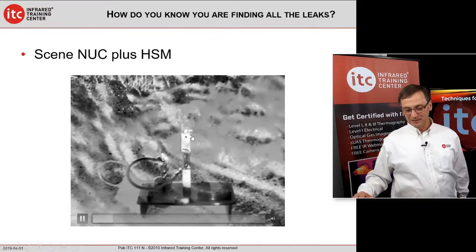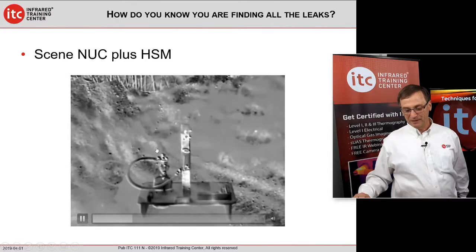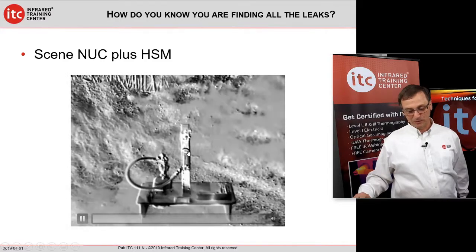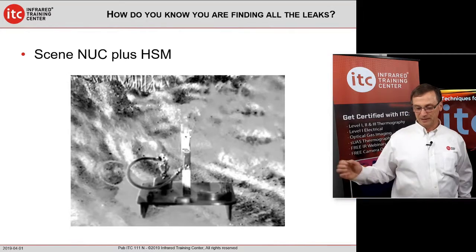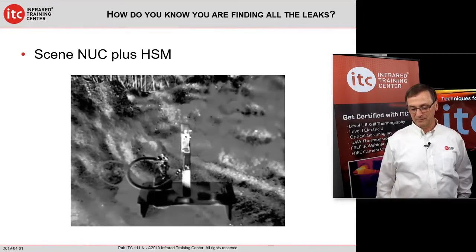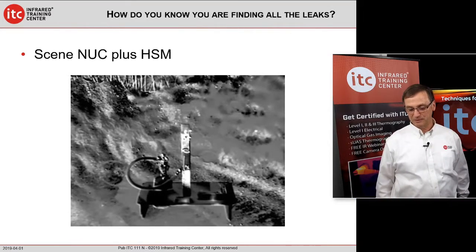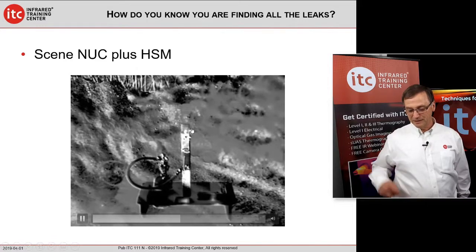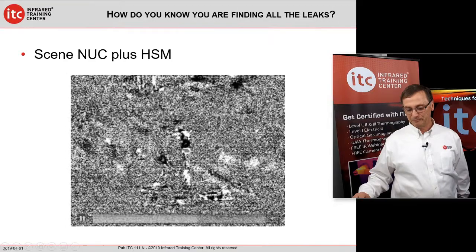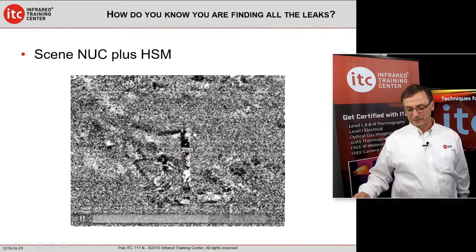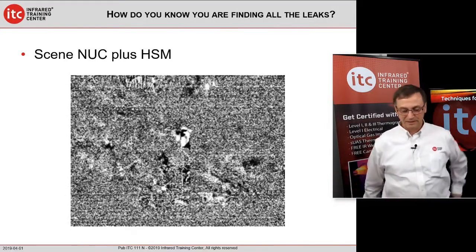And so that's the scene nuke with the HSM. Very difficult to see. But you'll see here we're going to change the range of the HSM, going up to the higher levels, HSM of 7. And the gas leak should be a little bit easier to see here. There we go, we can just see it. There's the HSM and the scene nuke.